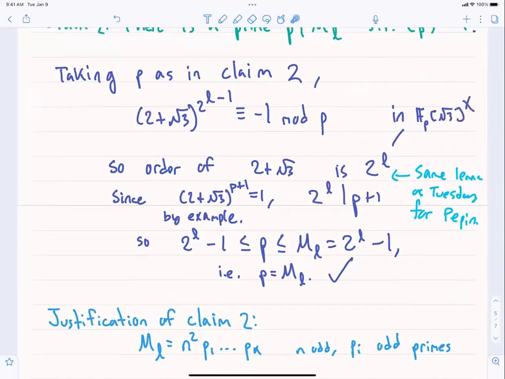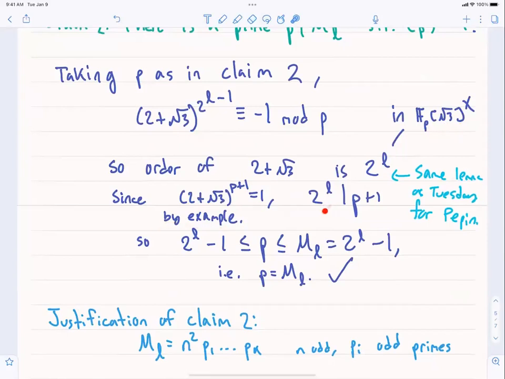We fixed this p that was dividing the Mersenne number. This identity still holds mod p because we already saw this identity held mod the Mersenne number, and since p divides the Mersenne number, it holds mod p. Now we can treat this as an element of F_p[square root of 3] cross, and we get that its order is 2 to the L by that lemma. Apologies, I explained that not so clearly. Hopefully that clarifies it. Now, 2 plus square root of 3 to the p plus 1 is equal to 1 by that example.